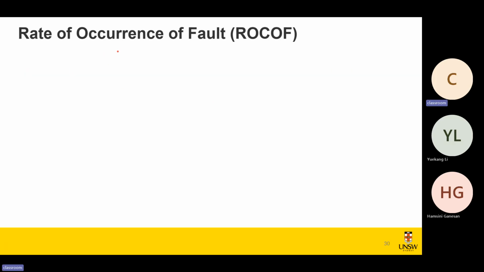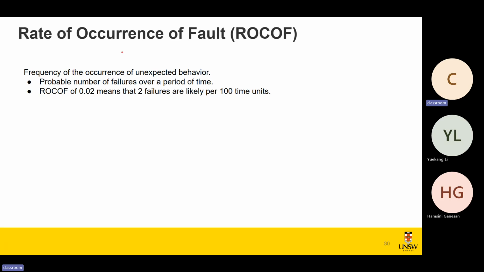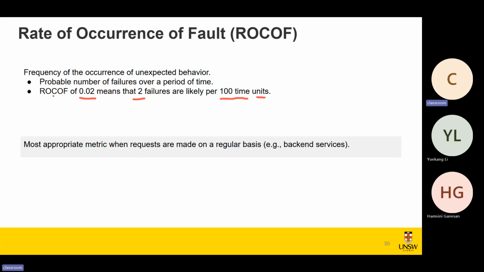And another metric related to the frequency of requests is the rate of occurrence of fault. So this name is also self-explanatory. Basically it calculates the rate or the frequency of errors during a period of time. So if the rate of occurrence of fault is 0.02, it means that there are two faults in 100 time units. So this is the idea here.